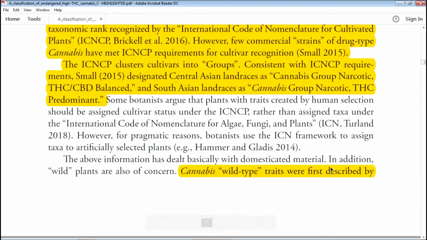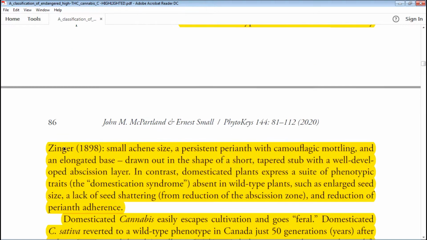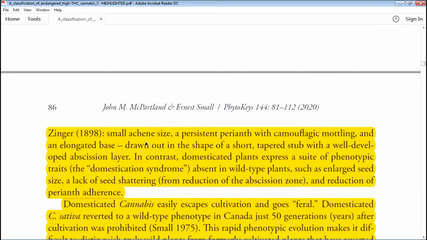Cannabis wild type traits were first described by Zinger 1898. Small achene means seed, by the way. Small seed size, a persistent perianth with camouflaging mottling and an elongated base, drawn out in the shape of a short tapered stub with a well-developed oaked abscission layer. So if you can think of a cannabis seed, just really think of it and just look at the details. And that's kind of what it's describing here, just its small details.